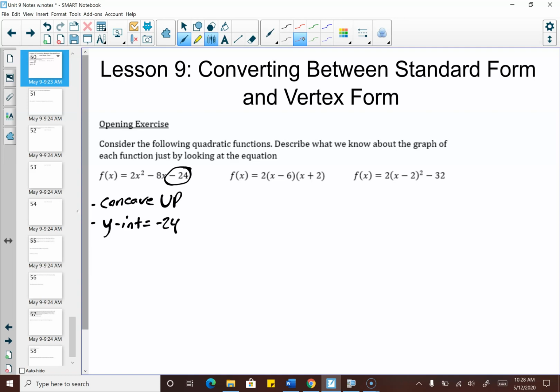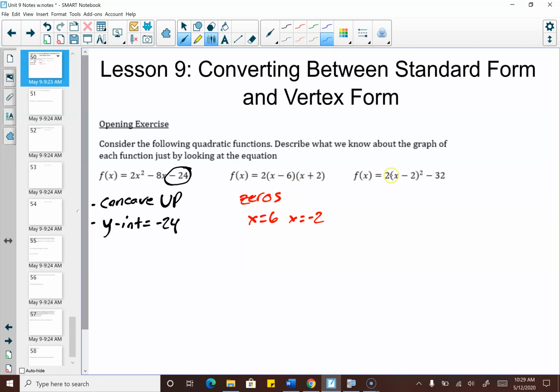Okay, so in the middle here, f of x equals 2 parentheses x minus 6, x plus 2. So now we're not going to talk about the concave up again. We know that piece. But this is going to tell us our zeros. Remember, zeros have the opposite signs of what's in here. So if it's x minus 6, it's x equals positive 6. And if it's x plus 2, it's x equals negative 2, right? So opposite signs between our factors and our zeros.